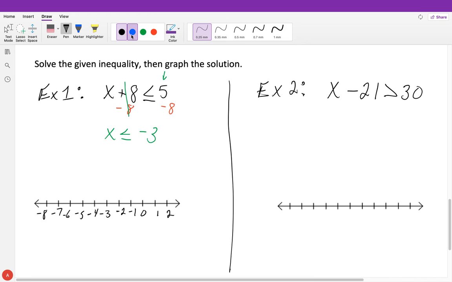So now I create my number line. And once I isolate it, that's the number I'm going to then plot. The first thing I need to look at is what type of inequality do I have? And since it's equal to, I know it's going to be a colored in circle.